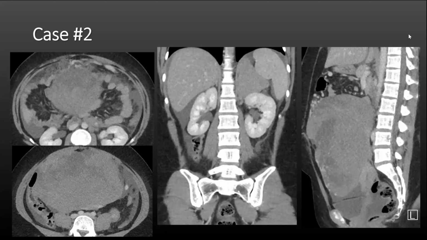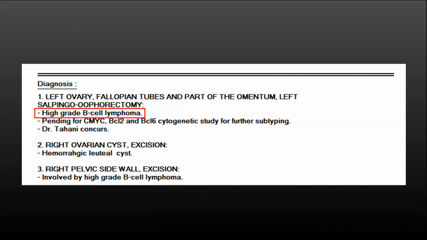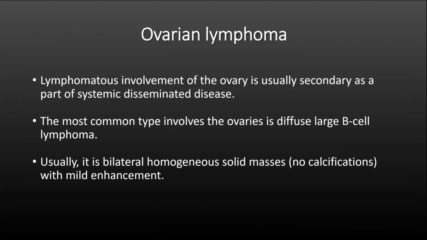Okay, so as we can see here in this case, there is a large left adnexal mass. It is associated with a left adrenal mass as well as retroperitoneal lymph nodes. The mass was resected and the pathology shows it's high-grade B-cell lymphoma. The lymphomatous involvement of the ovary is usually secondary to systemic disseminated disease. The most common type involving the ovaries is the large B-cell lymphoma, as in our case. Usually it's bilateral homogeneous solid masses without calcification with mild enhancement. If it encases the bowel, it doesn't cause a bowel obstruction.